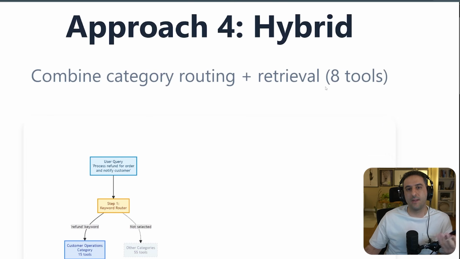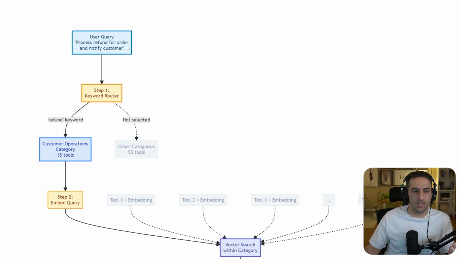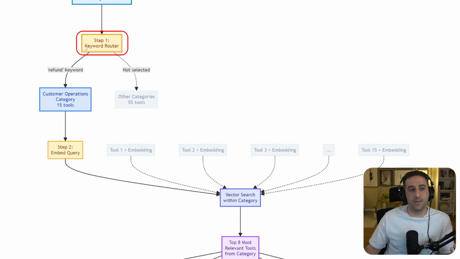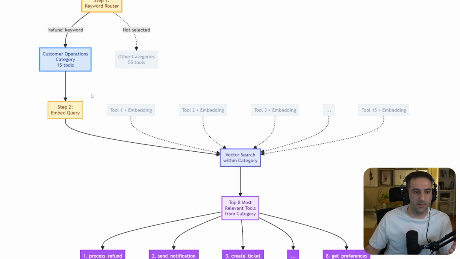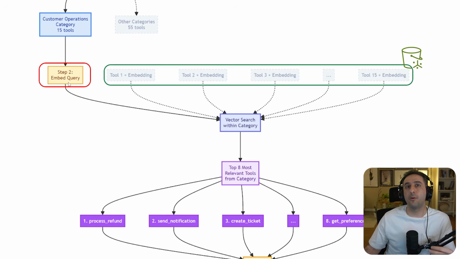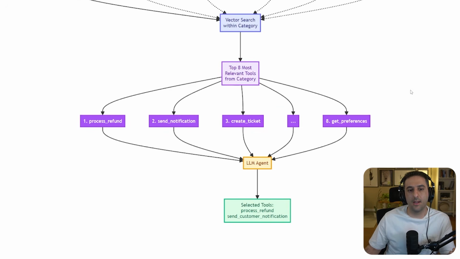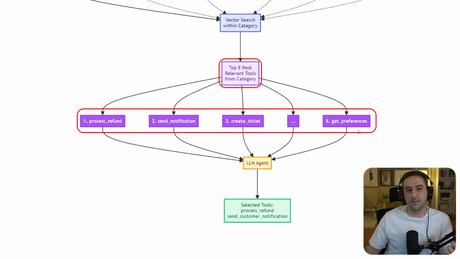And finally, we have the hybrid method. So we get the query, then we use a keyword router to find the most relevant category to our query. Then we also perform a vector search among the tools that exist within that category, and we find the most relevant tools, and we pass them to our large language model.